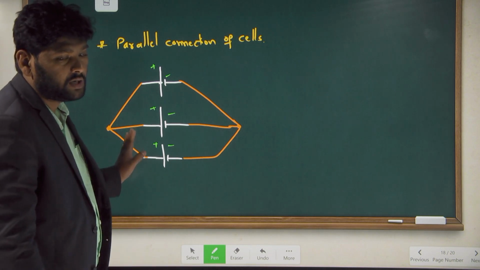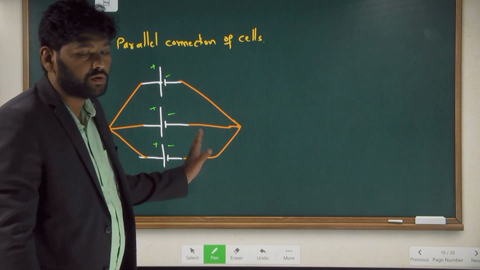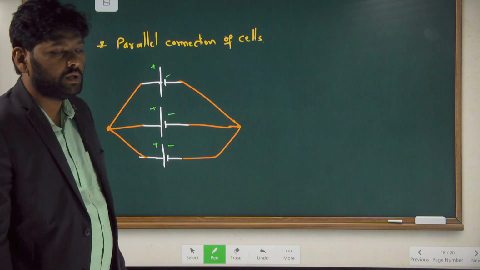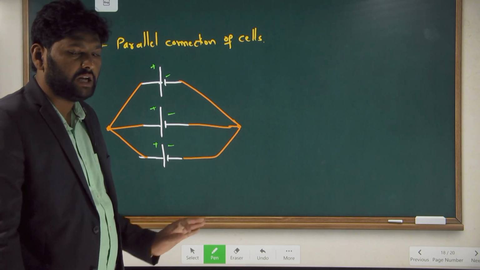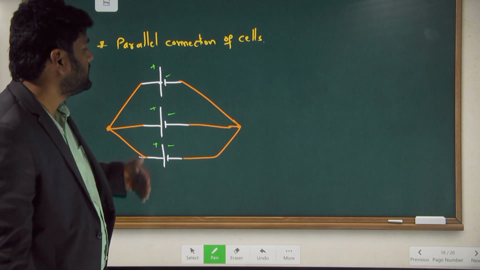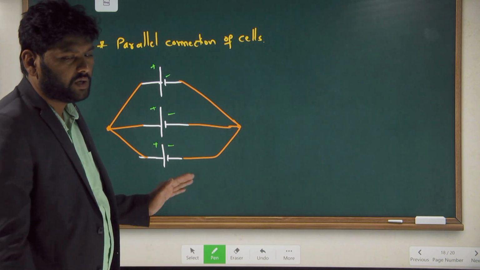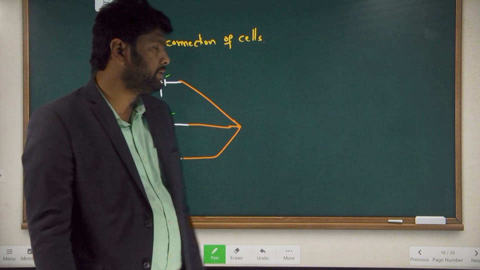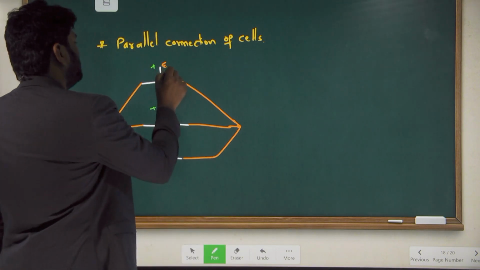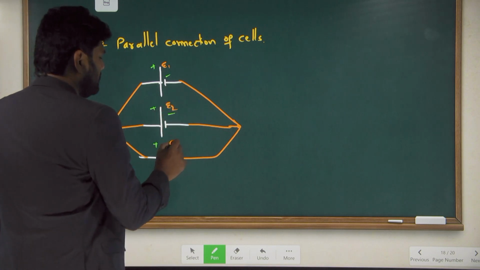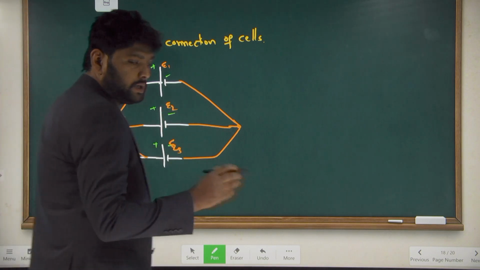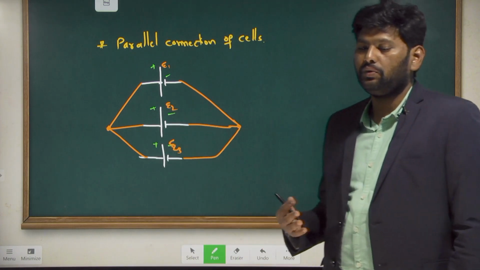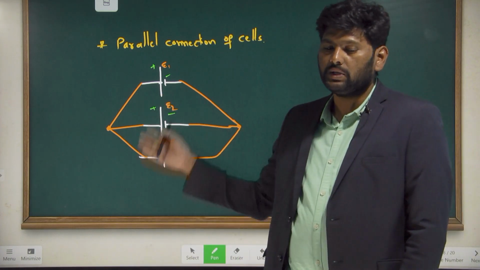All positive terminals of the batteries, and all negative terminals of the batteries, joined at a single point is known as a parallel connection of the cells. Now, what is the use of these cells? What is going to be the effective EMF? Individually they have E1, E2, E3, but what is the effective EMF of the grouping of these cells?